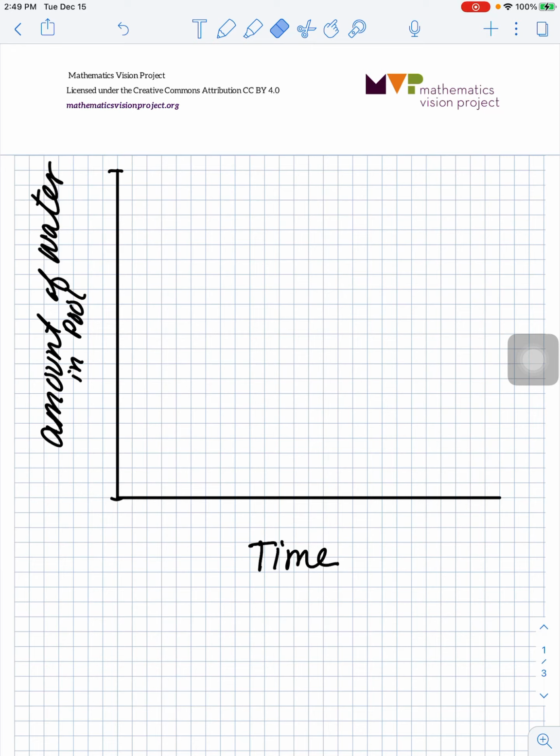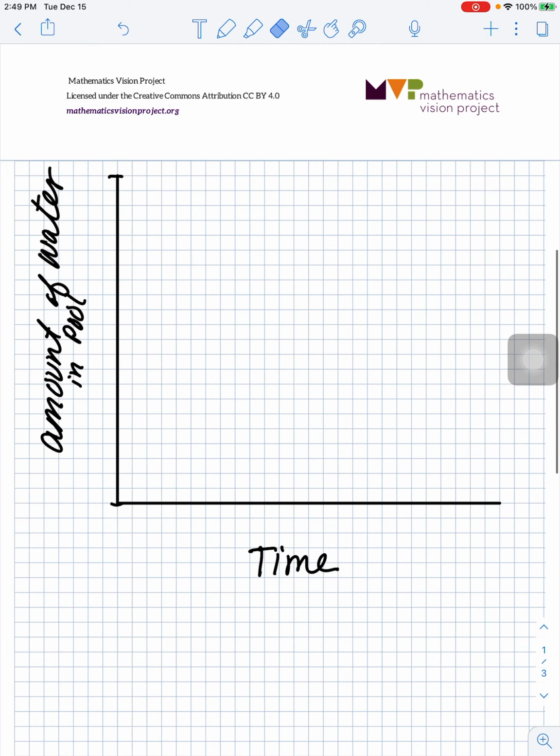Would that be faster or slower than with a bucket? If it's faster, it'll be steeper. If it's slower, it'll be less steep, right? This is discrete. This is continuous. So think about that story. Is filling or draining with a hose discrete or continuous? Is draining with buckets, 1 bucket at a time or 3 buckets at a time, discrete or continuous? And then draw your graph that matches the story.